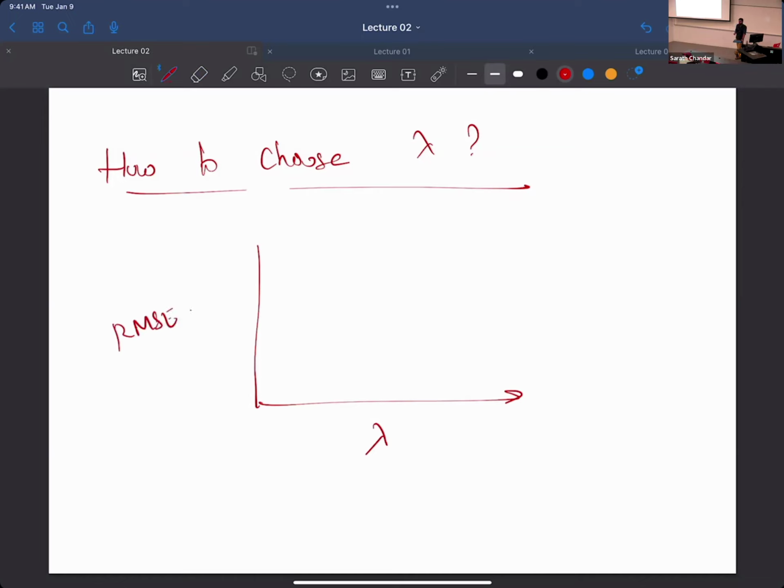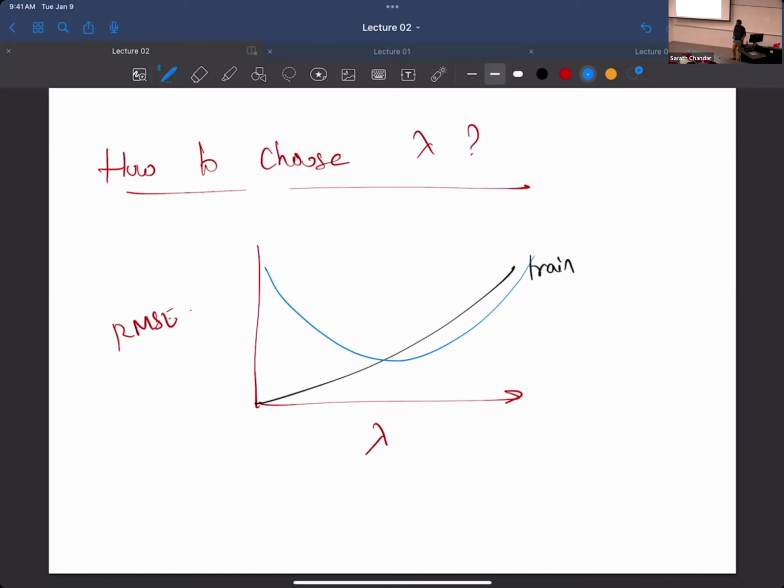When lambda is 0, you will overfit. So if I plot the training error, it is going to look something like this. The training RMSE is going to be 0 when lambda is 0 because you are overfitting, and it is just going to keep increasing with more regularization. Is this clear? Now, how would the test RMSE look? The test RMSE is going to look something like this.